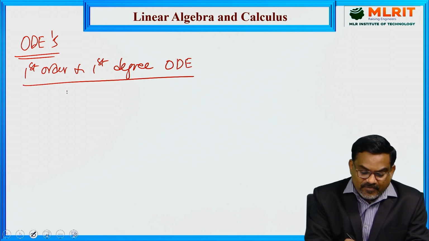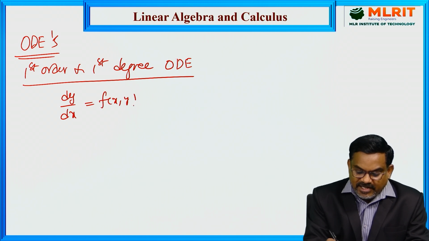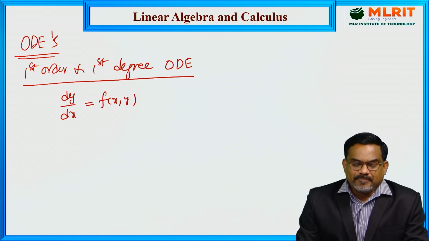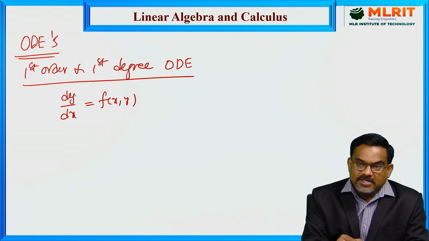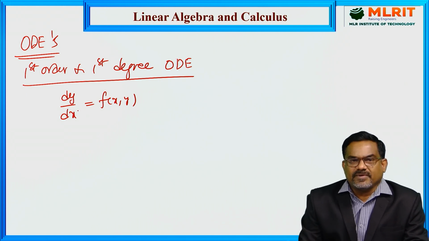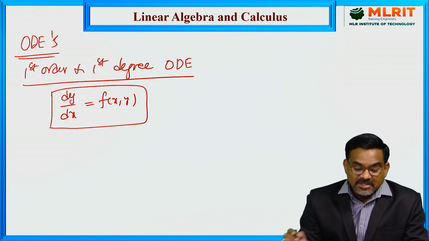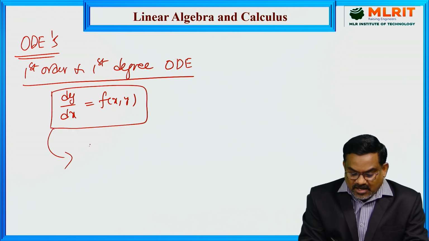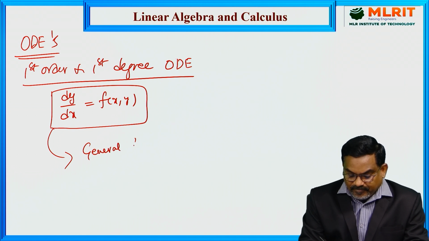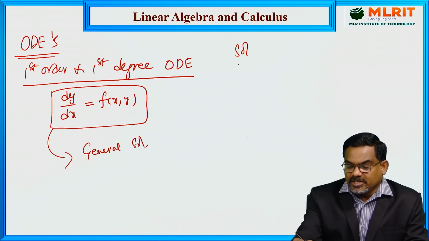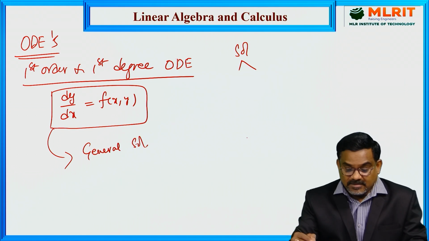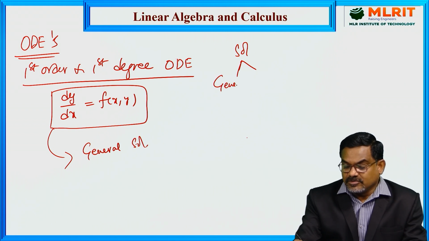The standard form of a first order and first degree differential equation is dy by dx equal to f of x comma y. Here the dependent variable is y, the independent is x, that's why we have the ordinary derivative, which is a function of x and y. So this is the standard form of an ordinary differential equation. And the solution is again of two types: one is the general solution and the other is a particular solution.